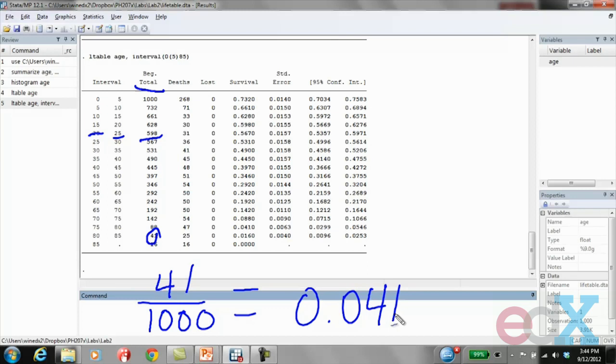Now Stata will actually compute this probability for us if we look under the survival column, and what this gives us is the probability or the chance of surviving beyond that age interval. So for example, this 0.4450, that's the chance of surviving beyond age 40. For our case, we want to look at this number right here, 0.041, and that's the chance of surviving beyond age 80. So that's a 4.1% chance, just as we calculated.